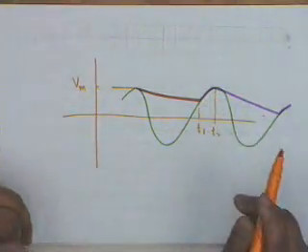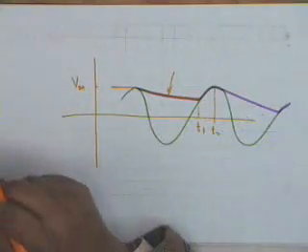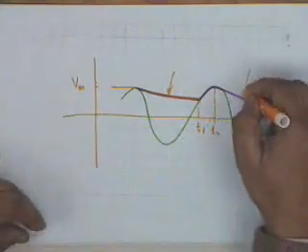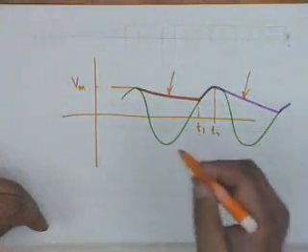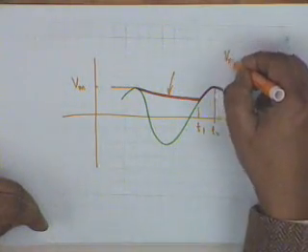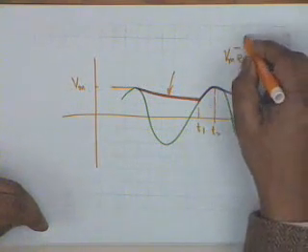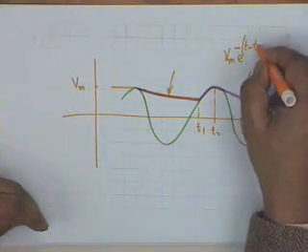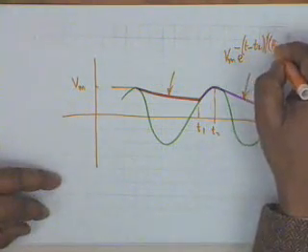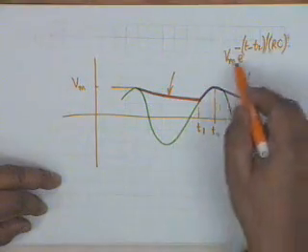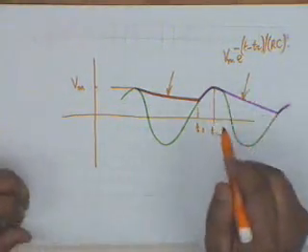Before that, can you tell me what will be the equation to this decay? Exponential, so it would be Vm, it starts decaying from Vm, e to the power minus (t minus T2), it starts from T2, divided by RC. Okay, this is the equation to this curve. Alright, so it exponentially decays.